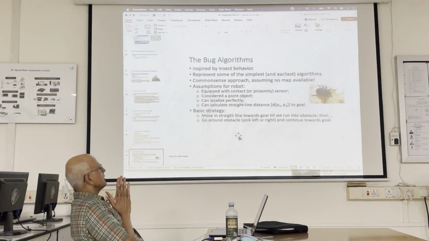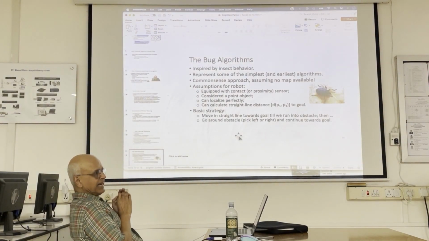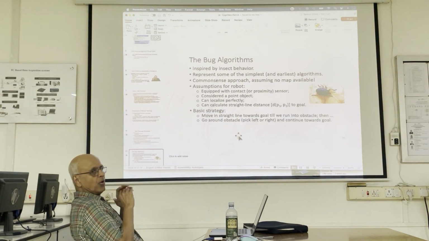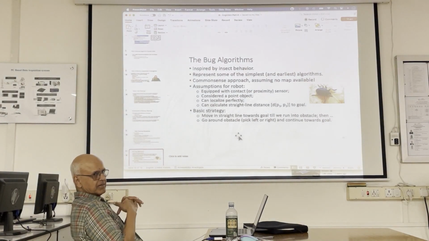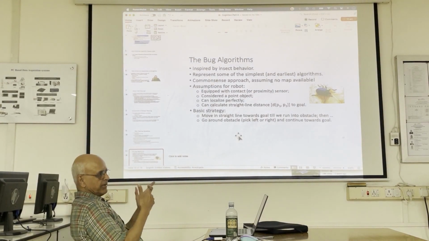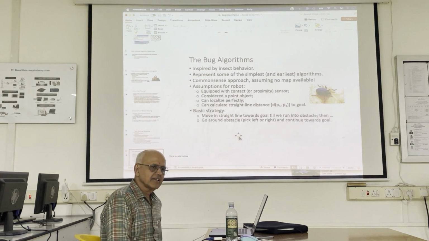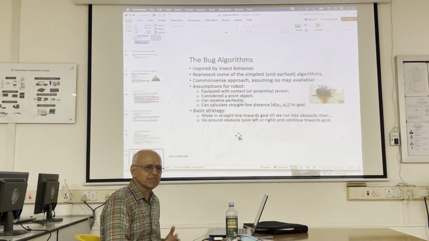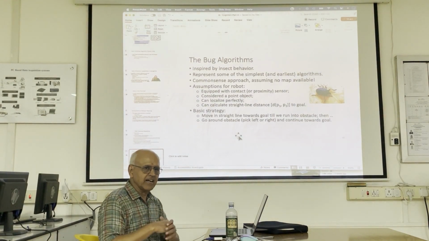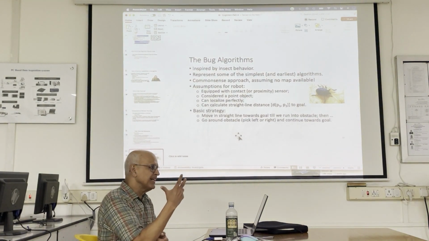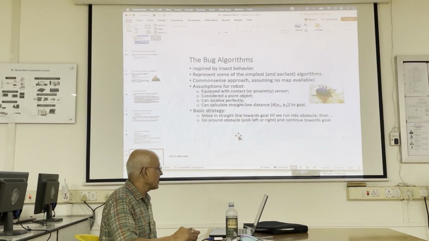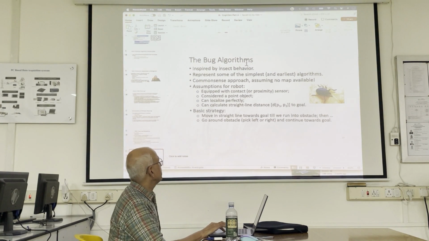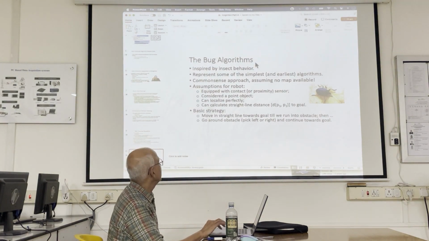So now we come to the bug algorithms, right? So the bug algorithms are the oldest algorithms for path planning. So does somebody use them now? No, not really. But you'll find Python programs, MATLAB programs, C++ programs for the bug algorithms. They'll be all over the internet, different people doing it, because it's so classical that people like to test their abilities to program it. There are two basic bug algorithms, bug 1 and bug 2.